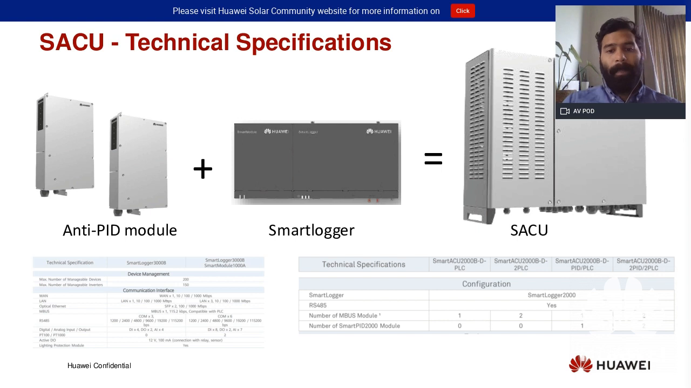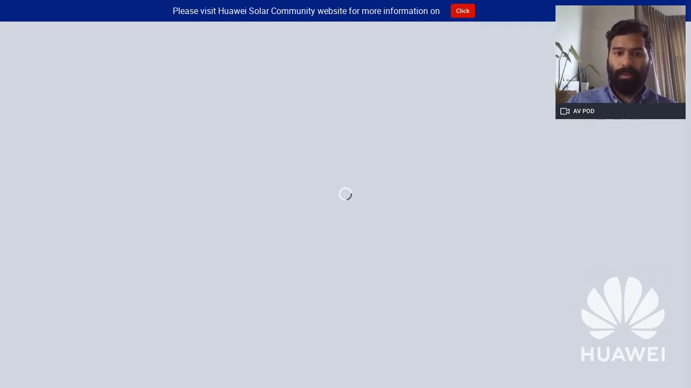So on the SACU box, we get a lot of questions, a lot of confusion. What's the difference between the Smart Logger and the SACU? Well, there is no difference because they are not related, basically. We have a Smart Logger and an AntiPID unit, and the SACU box, which means a Smart Array Control Unit, is just a cabinet that holds both of these equipment. Inside the SACU box, you will find a Smart Logger and the AntiPID modules.